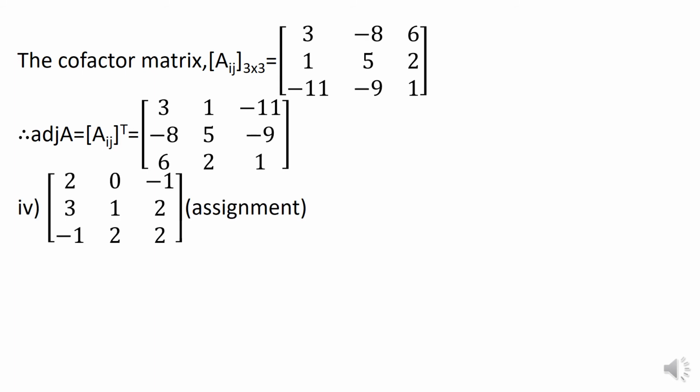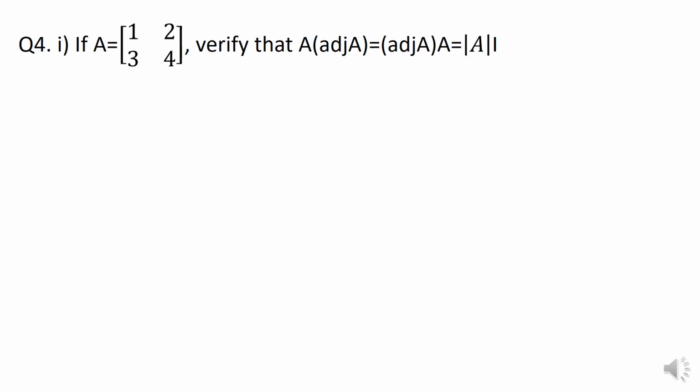This sum can be done as an assignment in a similar manner by you by finding the minors, cofactors and finding the adjoint. Consider this sum as an important sum. The question is, if A is the given matrix, a 2 by 2 matrix, verify that A into adj A is equal to adj A into A is equal to mod A into I.